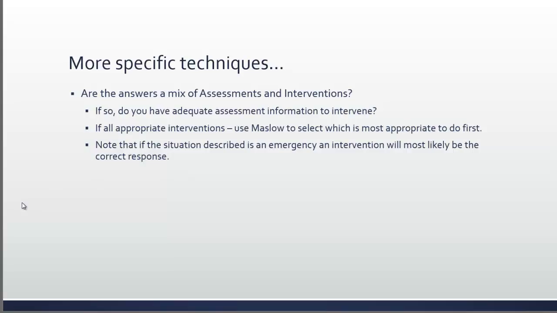Are the answers a mix of assessments and interventions? If so, do you have adequate assessment information to intervene? If all are appropriate interventions, use Maslow to select which is the most important or appropriate to do first. Maslow's hierarchy of needs, know it. Note that if the situation described is an emergency, then an intervention will most likely be the correct response. If you have a patient that's not breathing or whatever, then it's going to be an intervention.